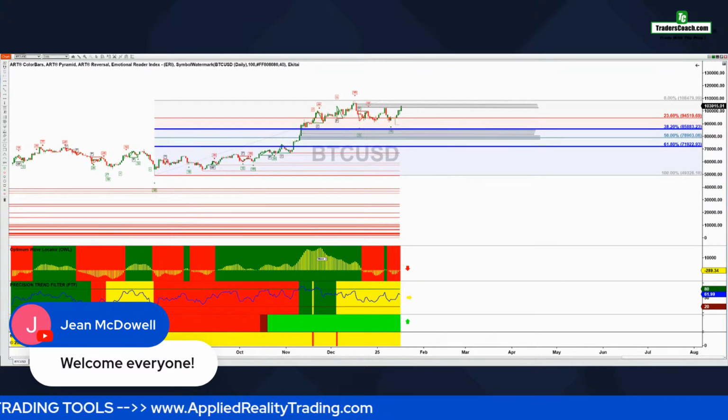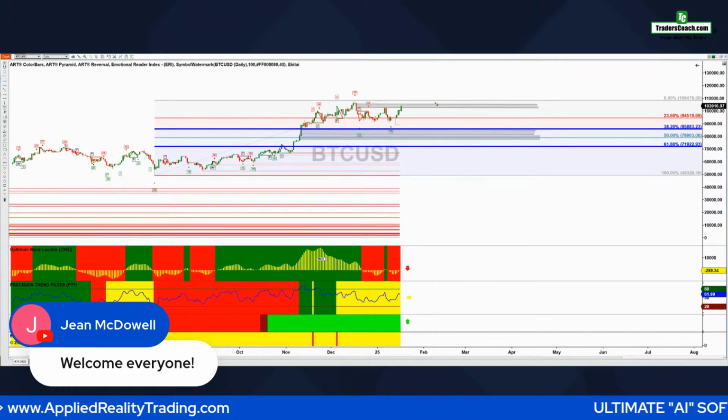All right, so let me just go over this really quickly here. This is a fair value gap, and it's a bearish one.